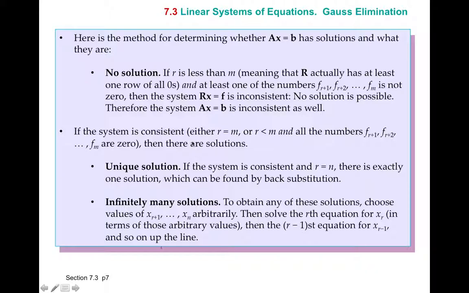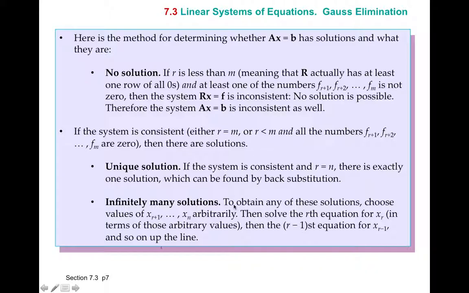Now if the system is consistent, so either the number of rows is equal to the number of variables or the number of rows is less than the number of variables, and all of your numbers F sub R+1 and so on, so that would be the numbers in the bottom. So this is R+1. So this is below the triangle where you have non-zero rows. Then there are solutions. You have a unique solution if the system is consistent and R is equal to N. Then there's exactly one solution, and that can be found by back substitution.